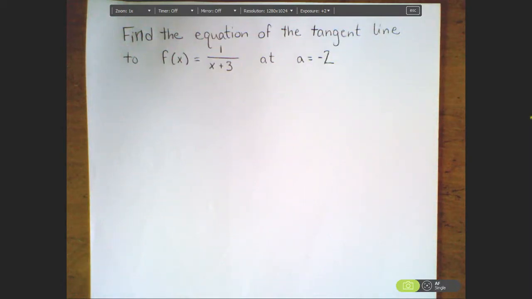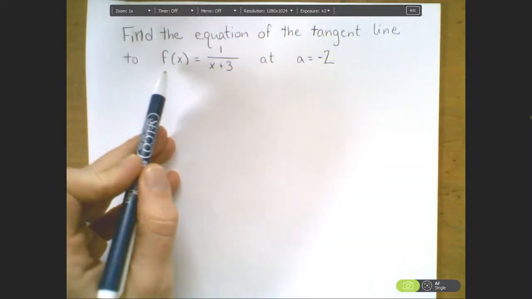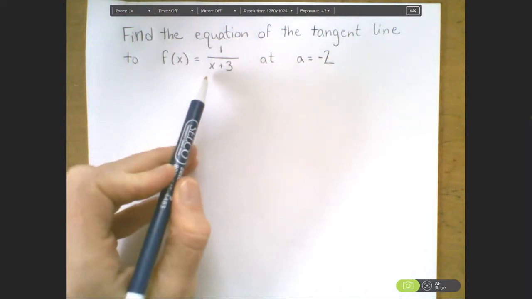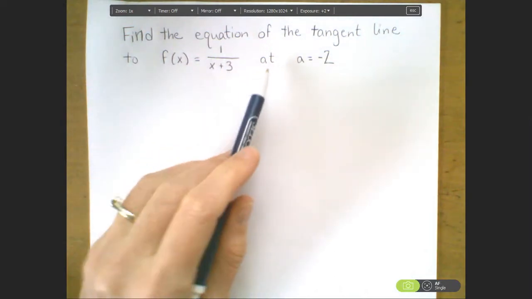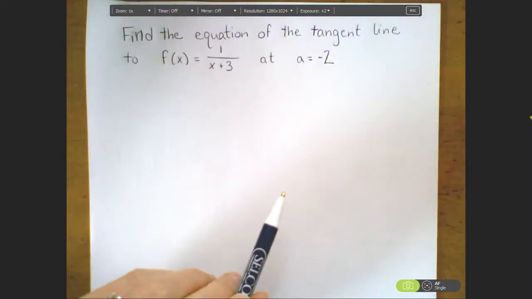So next, we're going to look at another example of finding the equation of a tangent line to a function at a point, using our definition of derivative that we just found. In this case, I want to let my function be f of x equals 1 over x plus 3, and we're going to try to find the equation of the tangent line at a equals -2.